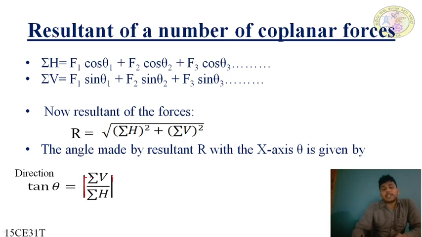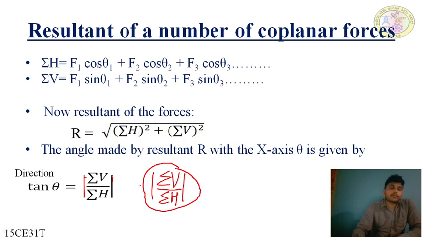The modulus indicates that whatever the signs, positive or negative, they should not be considered in finding out the direction of the resultant. Sigma V may be negative or sigma H may be positive, depending on which quadrant the resultant lies in.